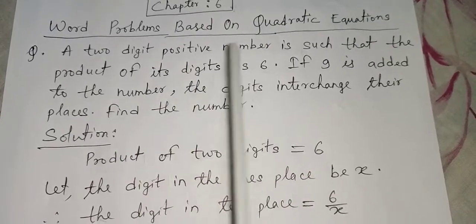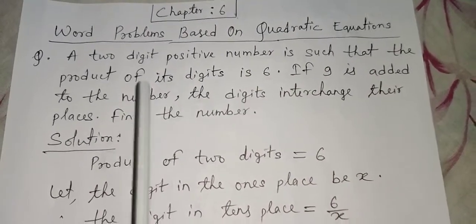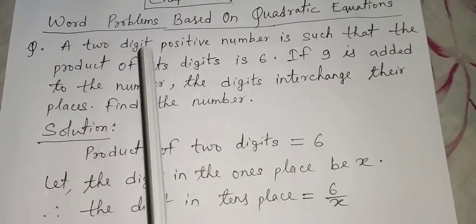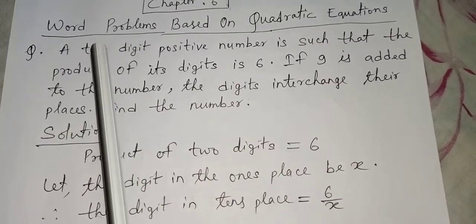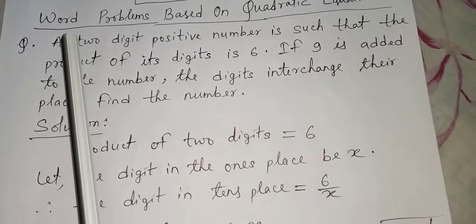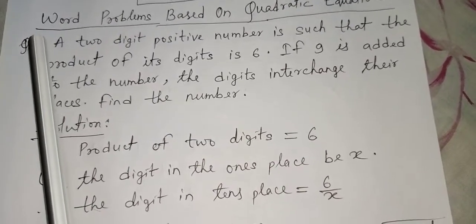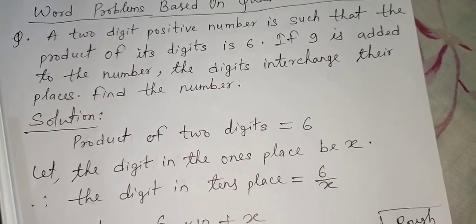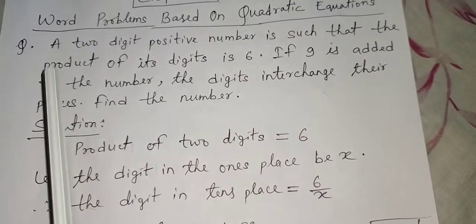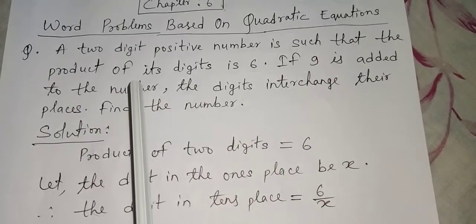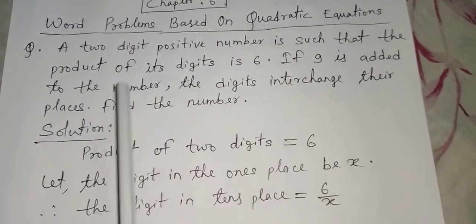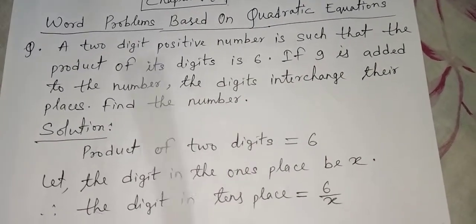A two-digit positive number is such that the product of its digits is 6. Now, a two-digit positive number means the numbers from 10 to 99. They are called two-digit numbers because 1 to 9 are one-digit numbers. A number more than 100 is a three-digit number, and it goes on to four digits like that. But two-digit means 10 to 99. So out of those many numbers, there is a number such that the product of its digits is 6. That means you multiply the digits, and it becomes 6.